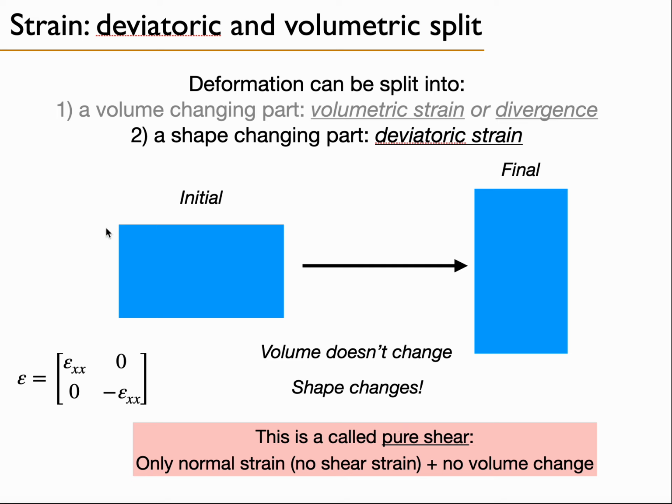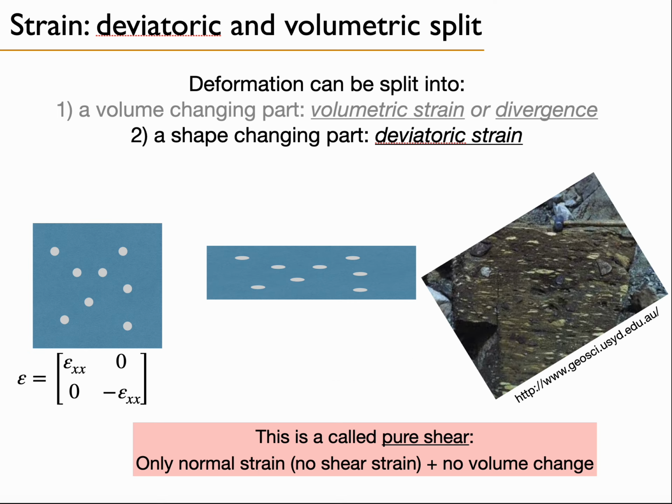So it means that we only involve normal strains. In this example, one component of the strain, the horizontal normal strain, will be balanced by the vertical strain. So only normal strains, no shear strain, are involved to explain this change of shape. And there's also no volume change. So this can happen in the rocks. Sometimes you see flattening in some rocks. It means that the rocks have been undergoing some pure shear component of deformation.